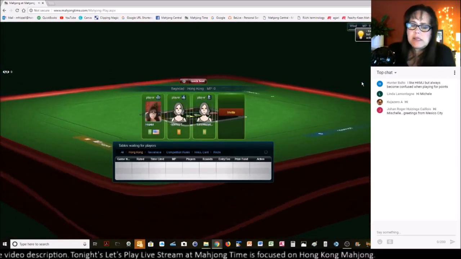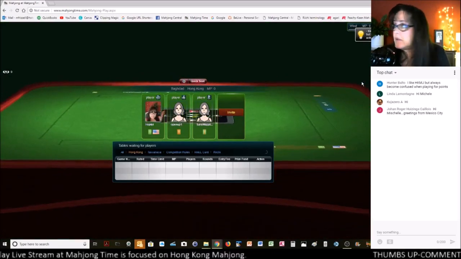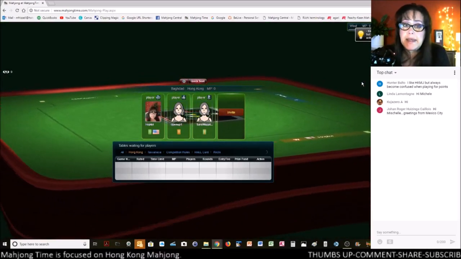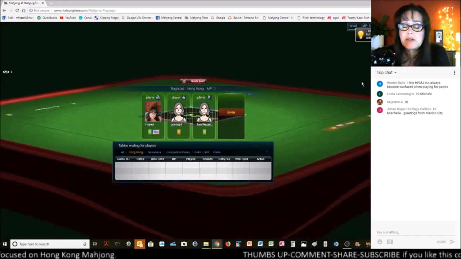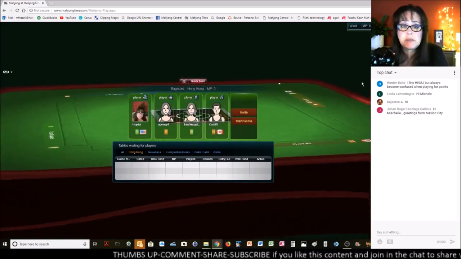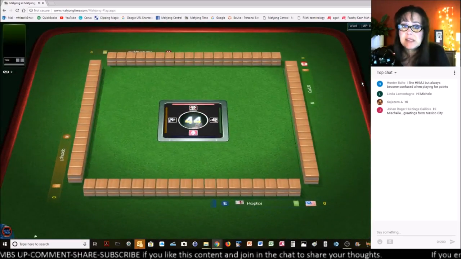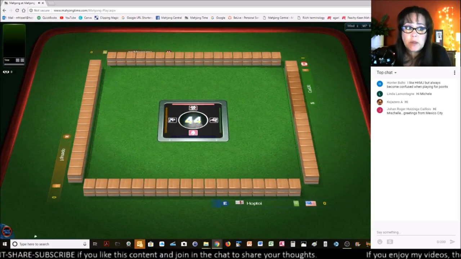Okay, here we go. Let's see. I'm going to try to focus on chicken hands. Everybody else is doing it. You've got to play kind of like the players at your table. If you like to play big hands and everybody at your table is playing chicken hands, you may never win. So you really have to change your style of play based on who you're playing with.